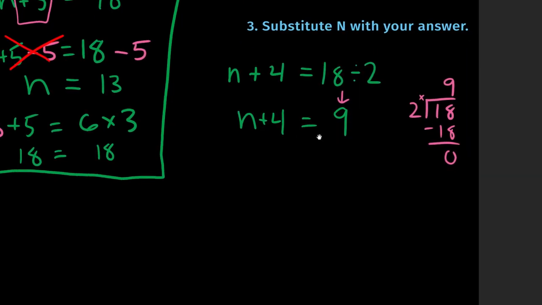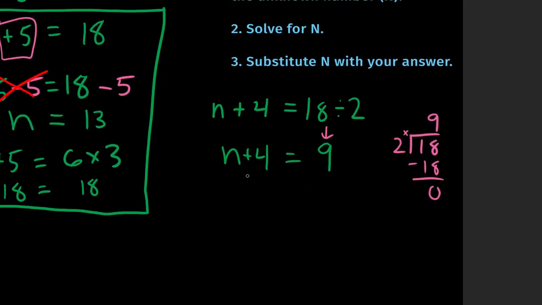So, second step, solve for n. We solve for n by leaving n alone on this side here. I don't want this plus 4 here. I don't like this plus 4 next to n. I want to get rid of it. So to get rid of it, I have to do the opposite of adding 4. What's the opposite of adding 4?